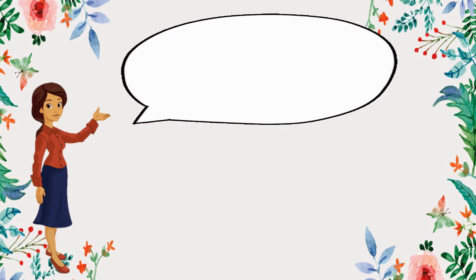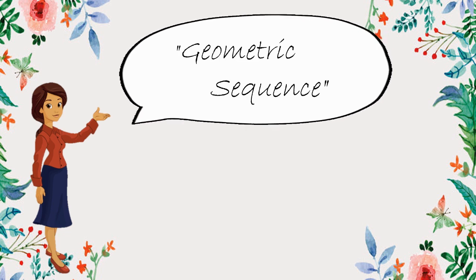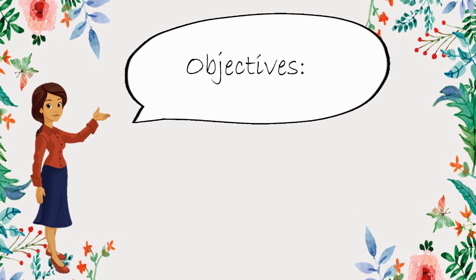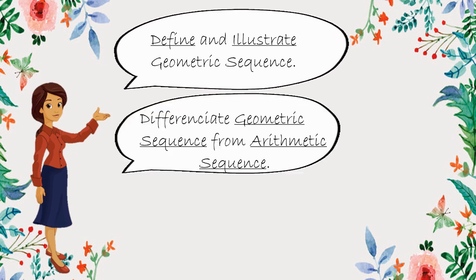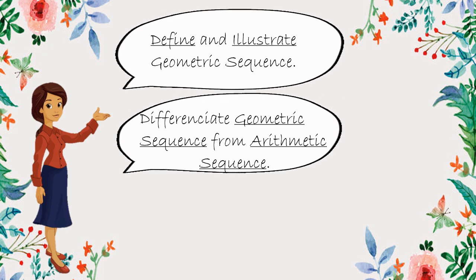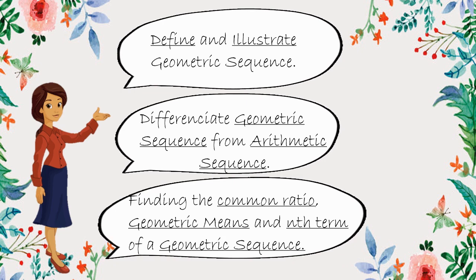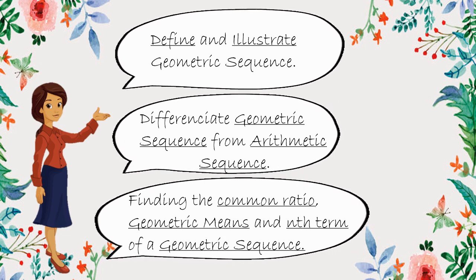For today's lesson, our topic is about geometric sequence. At the end of the lesson, we should be able to attain the following objectives. First, we have to be able to define and illustrate geometric sequence. Second, to differentiate geometric sequence from an arithmetic sequence. And third, finding the common ratio, geometric means, and the nth term of a geometric sequence.